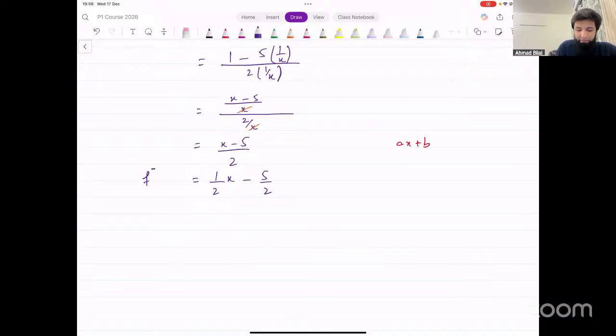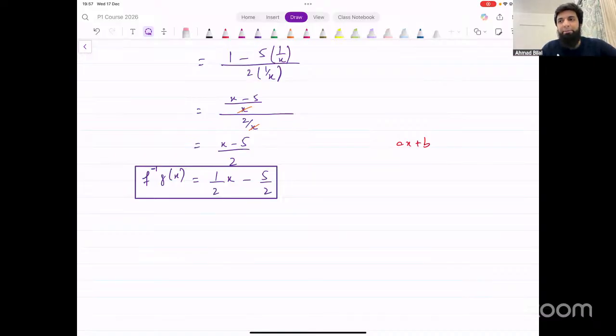That is f inverse of g of x. That's the final result that we would get from this. That's our final answer. Is that okay? Yes.